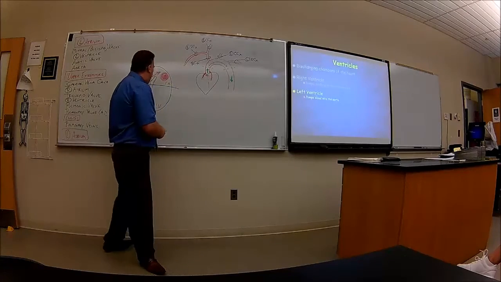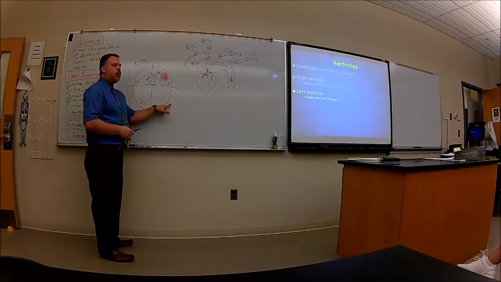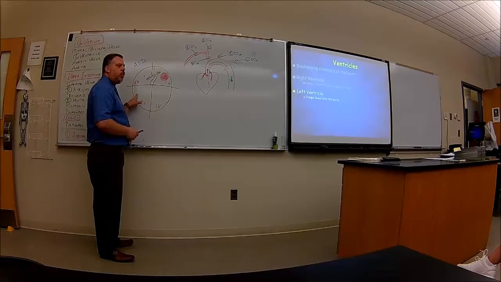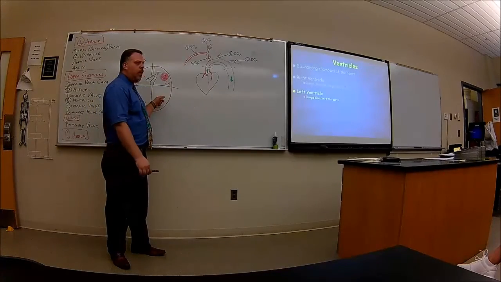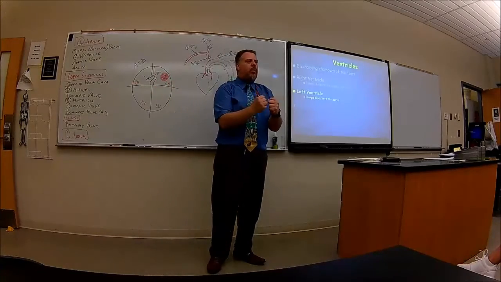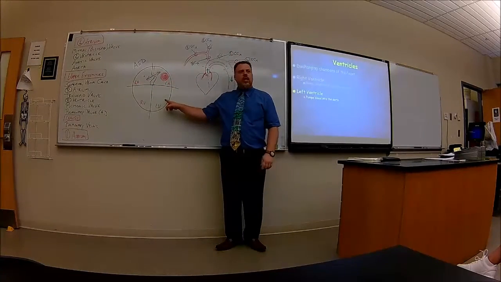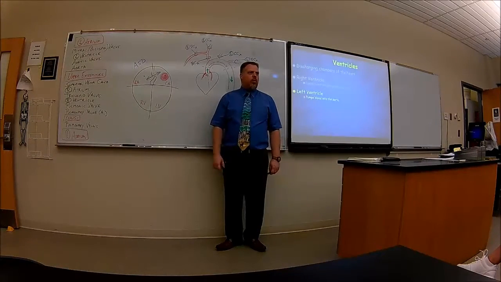And like I said before, the thickness of the left ventricle is much thicker than the right ventricle, because the right ventricle only has to pump it to the lungs, which is right nearby. The left ventricle has to pump it throughout the whole body, so it's got to give a nice strong push. So it makes sense that the left ventricle wall is thicker than the right. Okay?